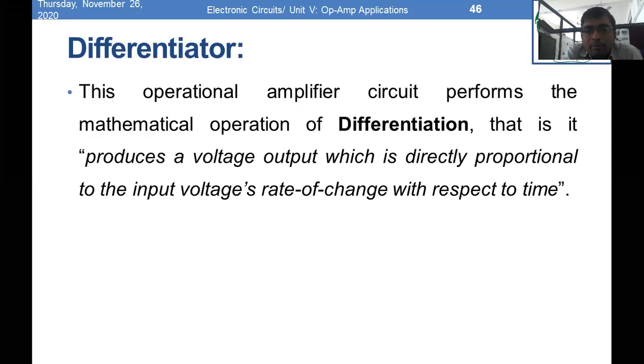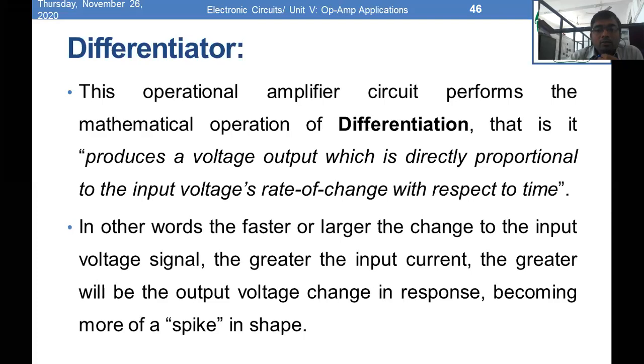This operational amplifier circuit performs the mathematical operation of differentiation. That is, it produces a voltage output which is directly proportional to the input voltage's rate of change with respect to time. Meaning V0 is a function of dVin upon dt.